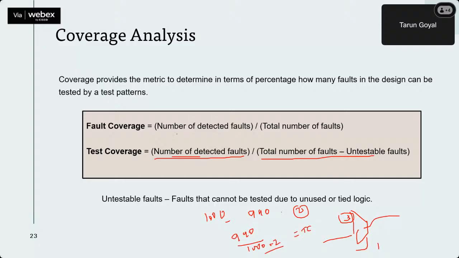Similarly, coming to the fault coverage, it's detected faults divided by total faults. It does not matter how many of these untestable faults there are. So that's the metric of fault coverage, which becomes 990 divided by 1000. These all are nodes for which we are talking about faults, right? So stuck-at 0, stuck-at 1, and similarly there will be STR and STF. So these are the coverage metrics.